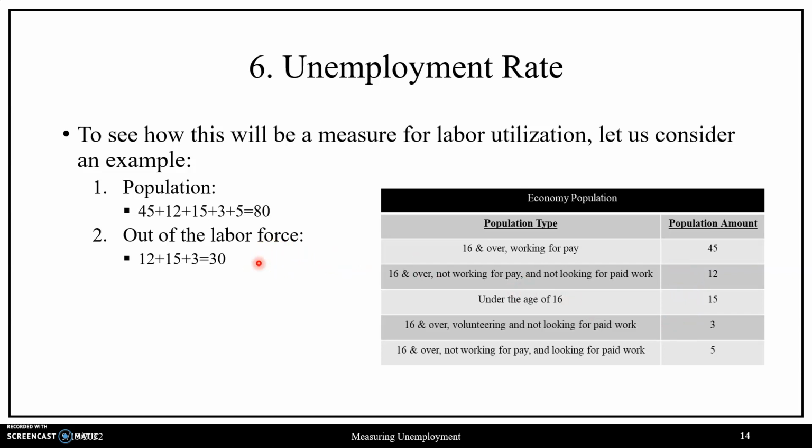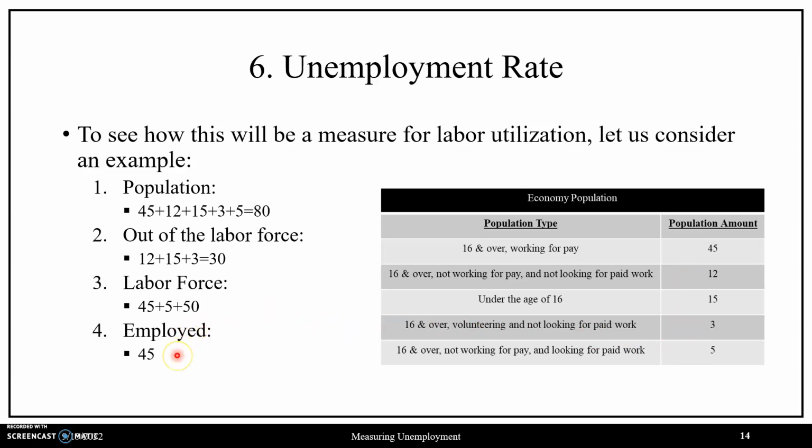Now moving on to the labor force of this economy, this is going to be the pool of labor resources, which means this is going to comprise individuals who are 16 and over who are either working for pay or are not working for pay but are looking for paid work. So this is going to be classification 1 and our final classification. So the sum of 45 and 5, or that there are 50 labor resources in this economy.